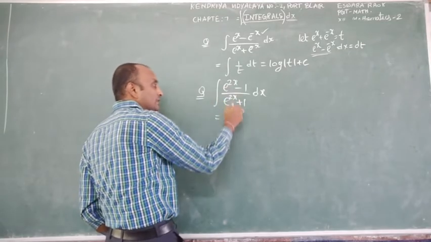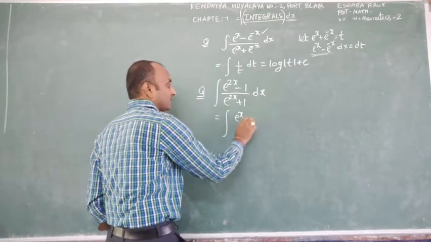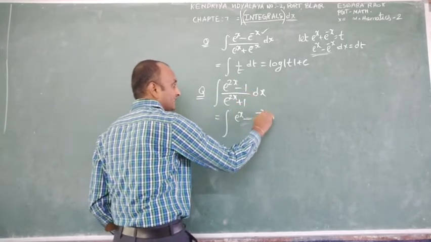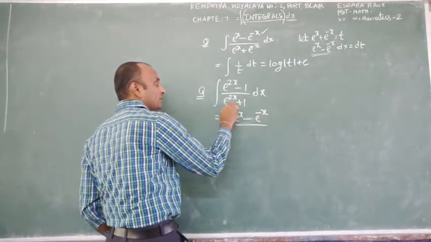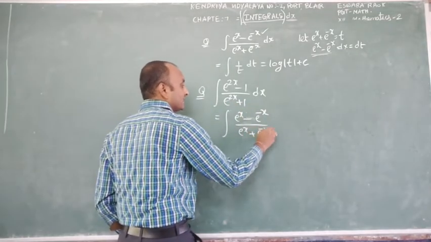E power 2x by e power x is e power x. 1 by e power x is e power minus x. So we get e power 2x by e power x plus 1 by e power minus x, into dx.